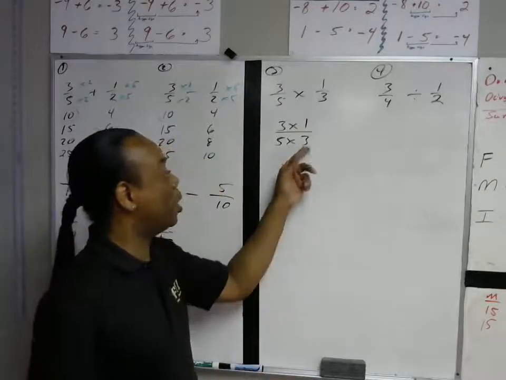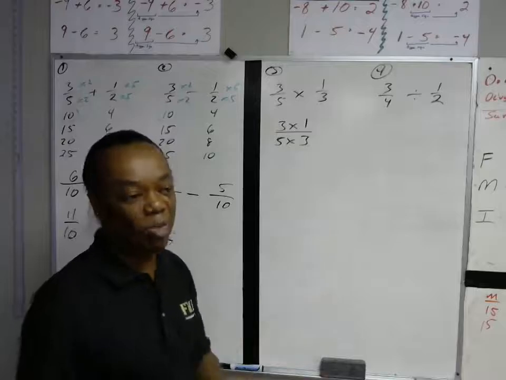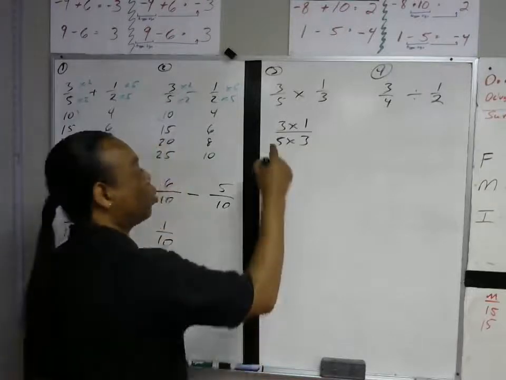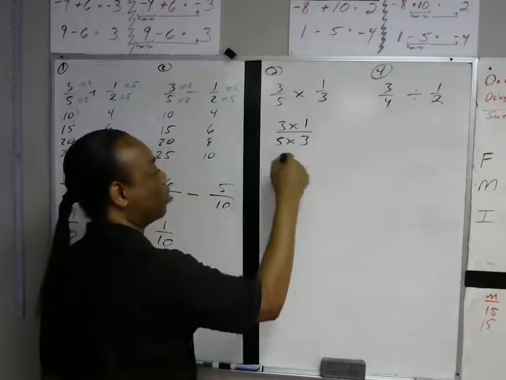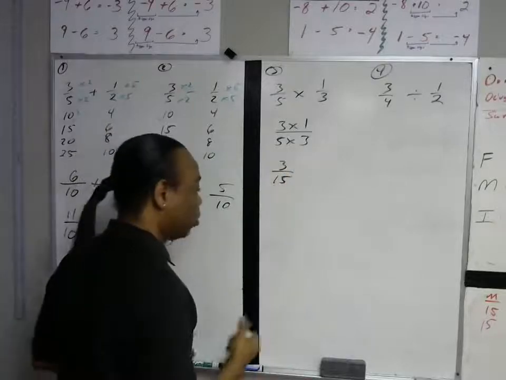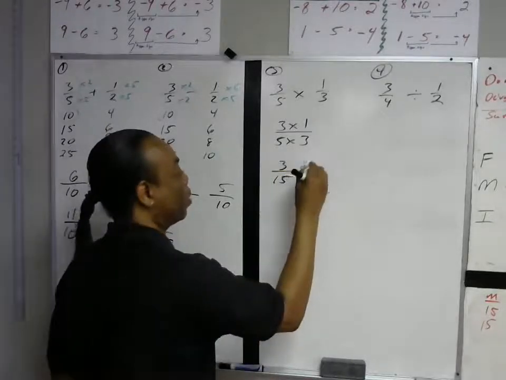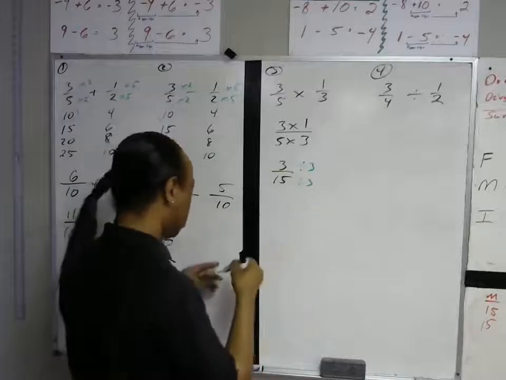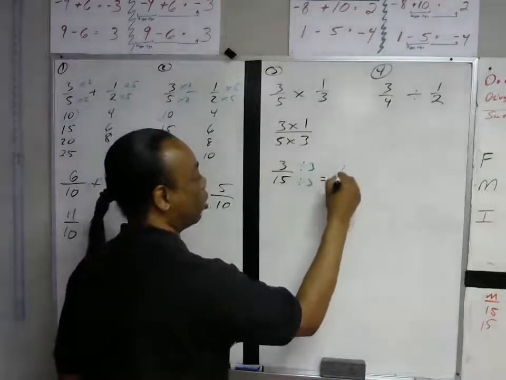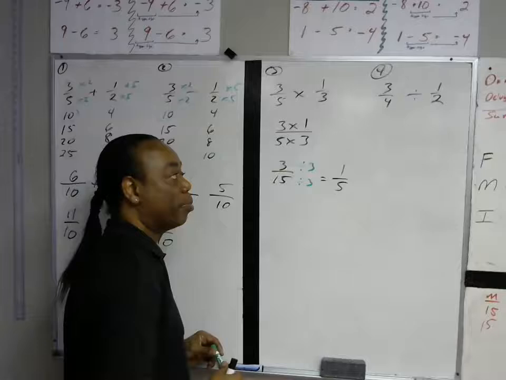And again, there are some people that divide by 3 here and simplify there. Either way, it's fine. So 3 times 1 is 3, 5 times 3 is 15, and now I'll simplify by dividing everything by 3. So I'll get 1 over 5.